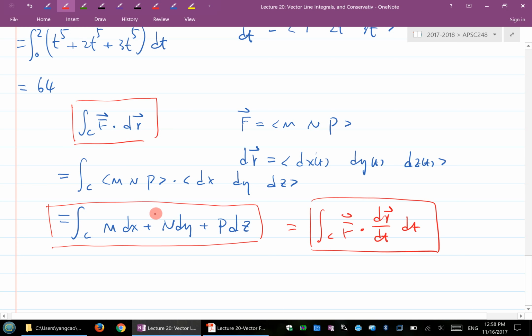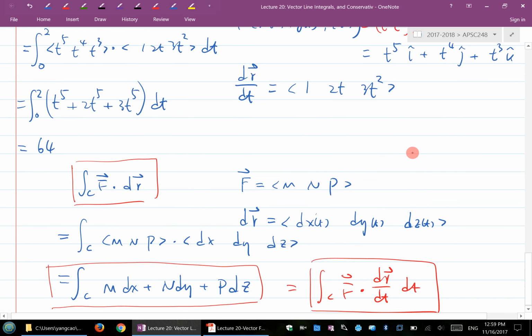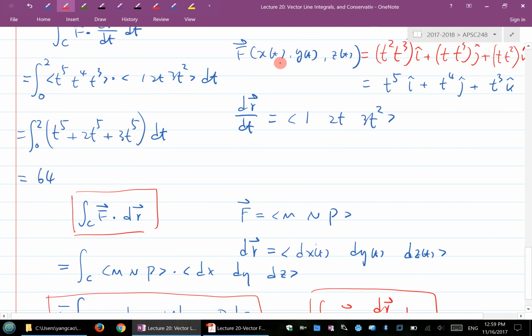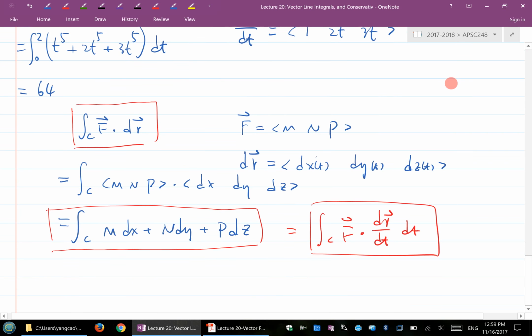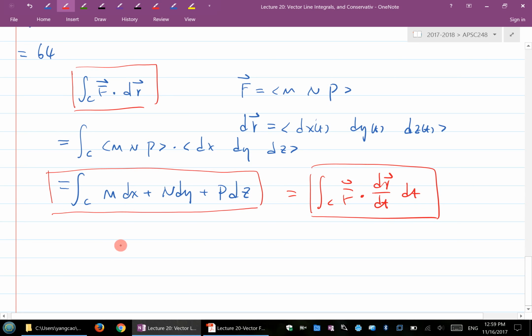Because this is sometimes confusing. You look at this one here, oh, this is dx, dy, dz. It very much looks like what? You're integrating with respect to the x variable, y variable, z variable, isn't it? But it's actually not. So the dx here, for example, for this particular curve, x is t, y is t squared, z is t cubed, right? So the dx here is really just dx of t.